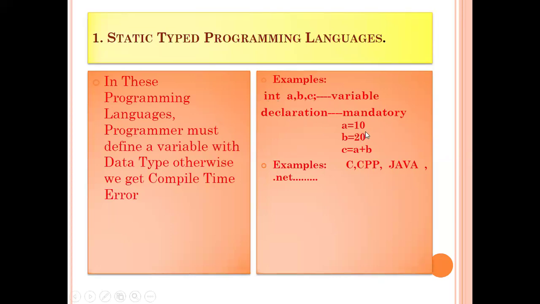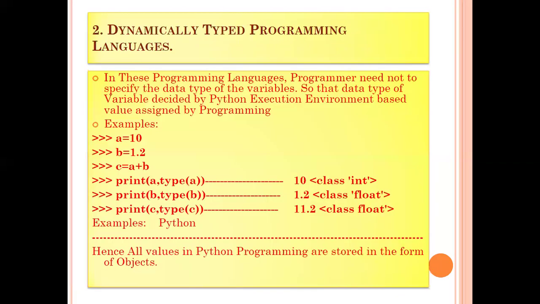So A is equal to 10, B is equal to 20, C is equal to A plus B. I have given you the examples yesterday. So just go through it, you will come to know about it. Next is the dynamically typed programming language. That is a language where we need not specify the data type. The data type of a variable will be automatically decided by the Python execution environment.